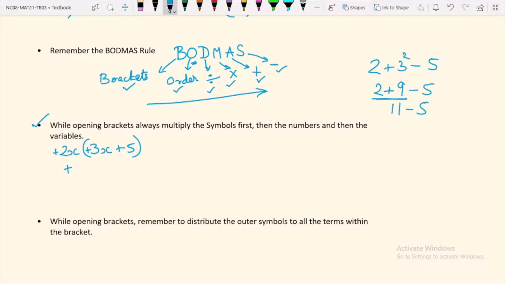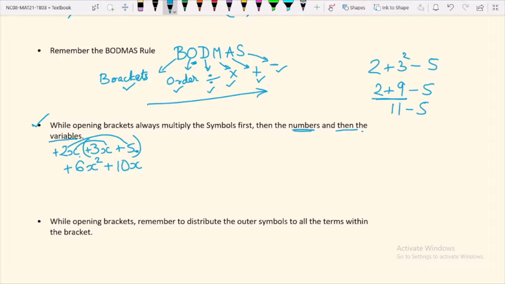Next, we have to multiply numbers. 2 into 3 is 6, so I can write 6. And then we have to multiply the variables. So x into x, we know that it will be x square. So we have to solve like this. The next will be plus into plus will be plus. Next we have to multiply the numbers. 2 into 5 will be 10. X into, there is no variable here, so x into 1 will be x. There is only one x, we cannot write it as x square.